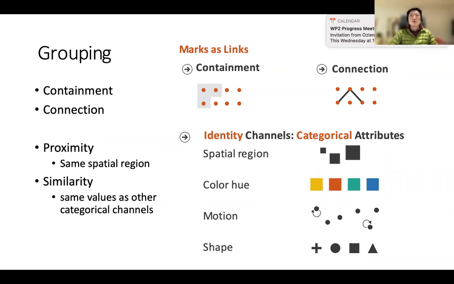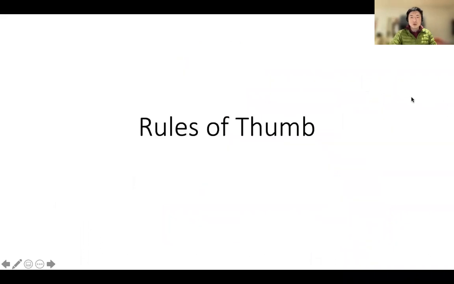Okay, and so we still have a little bit of time. So up to now, we have covered everything regarding the channel. And now there are some other general rules that might help you in terms of visualization design.